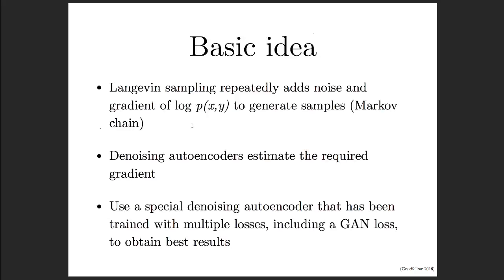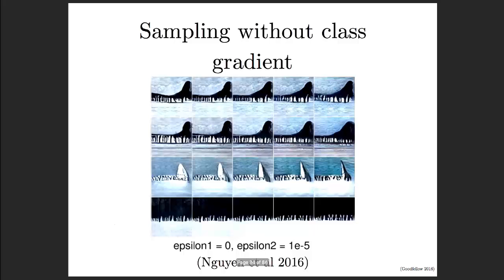Overall, the basic technique is to follow a Markov chain that moves around in the direction of the gradient of the logarithm of p of x and y, with y marginalized out. You can use denoising autoencoders to estimate the required gradient. But to make the denoising autoencoder create really good images, the autoencoder needs to be trained with several different losses. One of those losses is the adversarial network's loss, and that forces it to make images that look very realistic, as well as images that are close to the original data in L2 space.